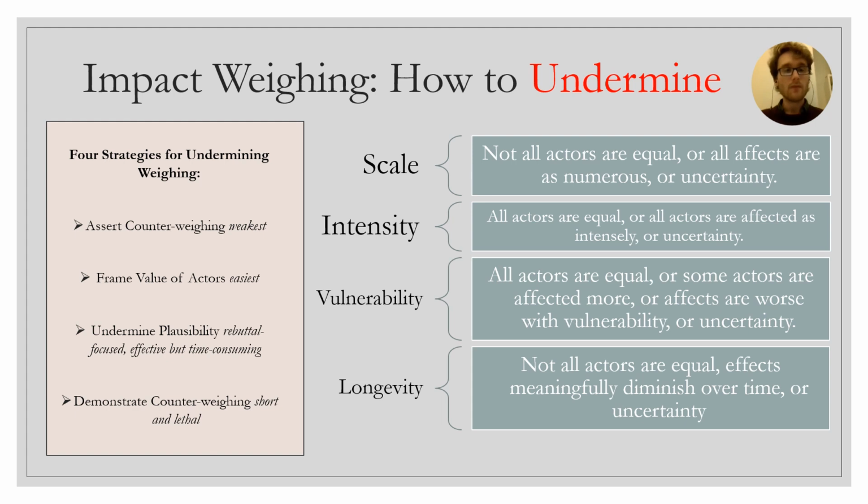So here are generally 4 strategies for undermining weighing, broadly independent of the type of weighing you're trying to undermine, going from weakest to strongest. The weakest is just to assert the counter weighing, which is like a team goes, scale is most important because all actors are affected, end speech. You stand up and go, intensity matters most in the debate because all actors aren't actually equal. Some are affected more than others, and you sit down.